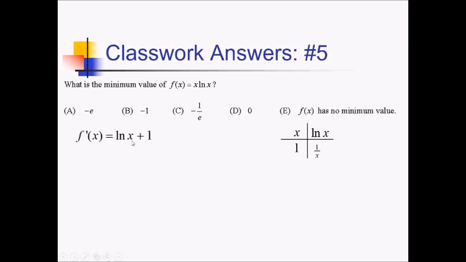This is what we're trying to find critical values for. So let's set that equal to 0. And if I subtract 1 and then raise e to both sides to get rid of the ln, I have x equals e to the negative 1.